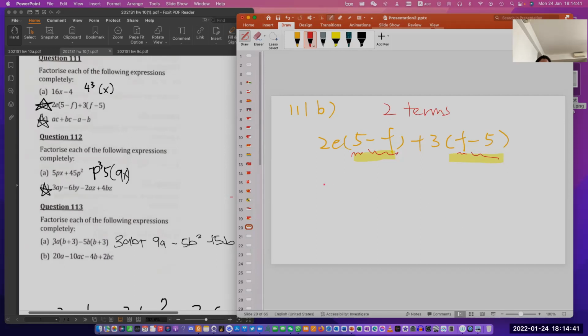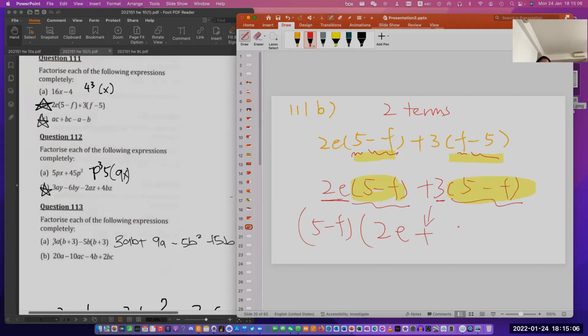What you wish is to have this. If you have this, simple. 5 minus f, take it out because they are common. You just highlight the common term. Once you take out the common term, you have 2e left, and then you have a plus sign in between, and then you have 3 left.